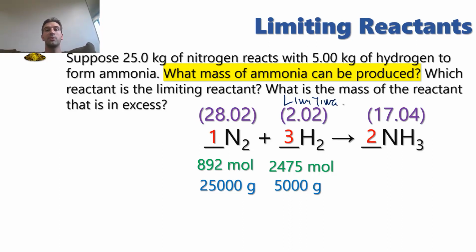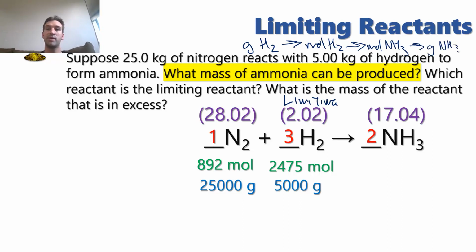And our goal now is to figure out, once again, how much product can be made. If you think about this one analogically, from the beginning, we would say the grams of hydrogen, the limiting thing, have to be converted into moles of hydrogen, the limiting. The moles of hydrogen can then be converted with a mole ratio to find our moles of ammonia, the product that we're after. But the question is asking, what is the mass of ammonia? So we would do one final conversion step to find grams of ammonia.